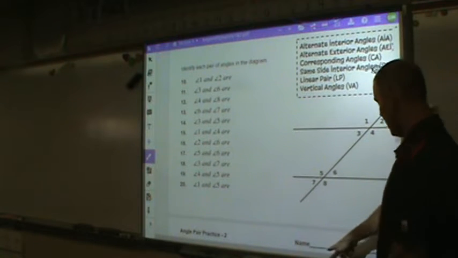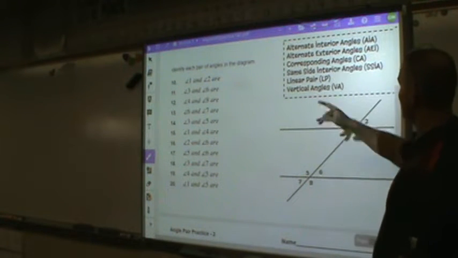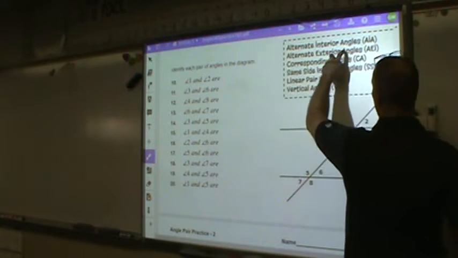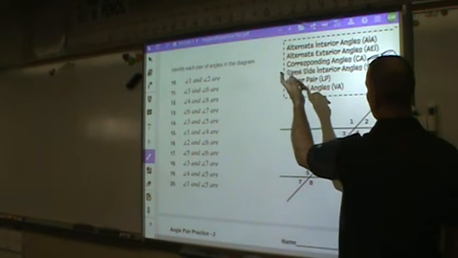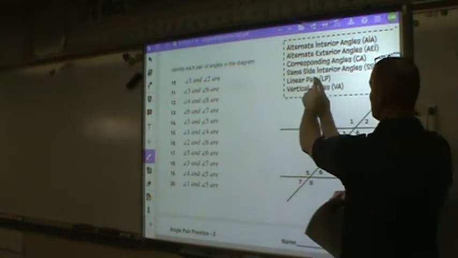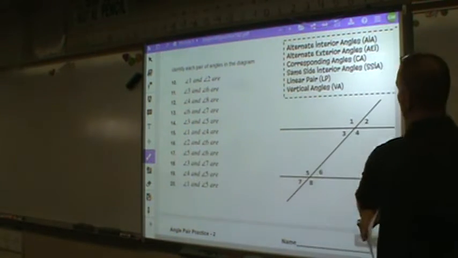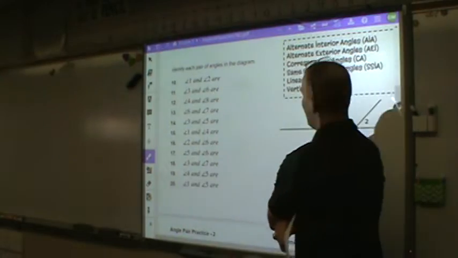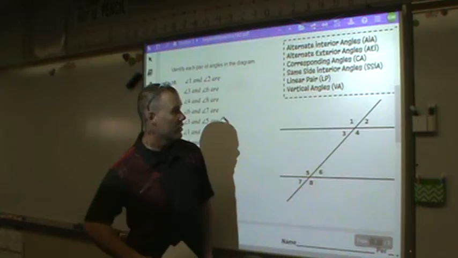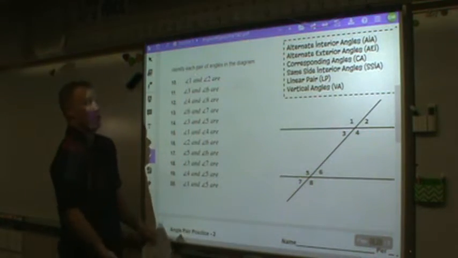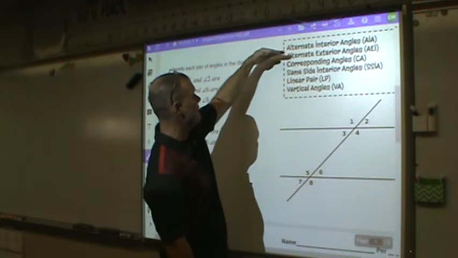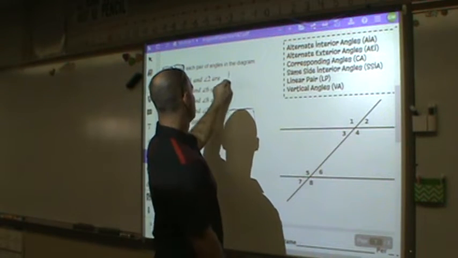All right, down here, again, look at your notes. I need to identify as alternate interior, alternate exterior, corresponding. We didn't talk a lot about alternate exterior or same side exterior, which is not even in there. We should know what a linear pair is. We should know what vertical angles are. Well, based on this diagram, I'm going to look at angle 1 and angle 2. What does it look like they do? They're equal to 180 degrees. I don't see 180 degrees up there, but does anything mean 180 degrees? Oh, gee, that's a linear pair.